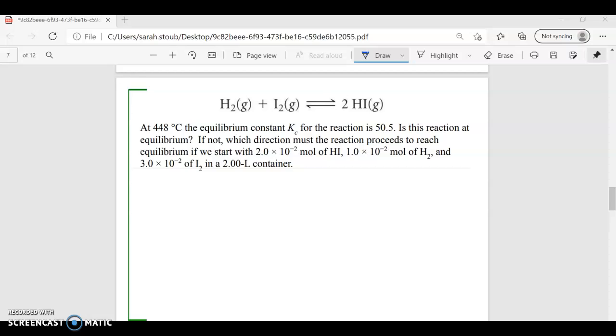This video is to take you through a problem on what Q is and how it all works. So let's take a look at the problem. At 44 degrees Celsius, the equilibrium constant for the reaction is 50.5. Is this reaction at equilibrium? That's my first question part.